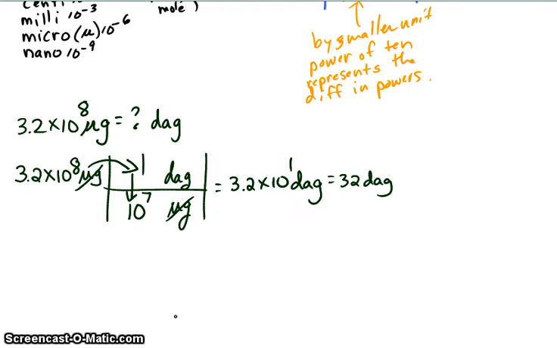All right, let's do 25 milliseconds to some unknown amount of microseconds. You should already be writing down what's given. Okay, so write down what's given.